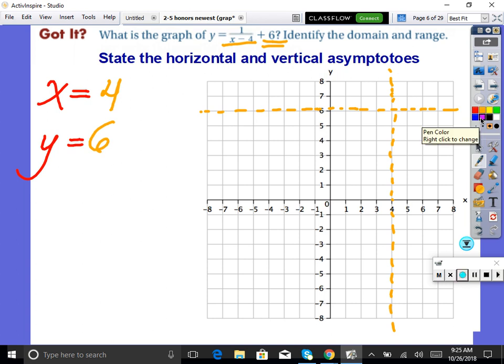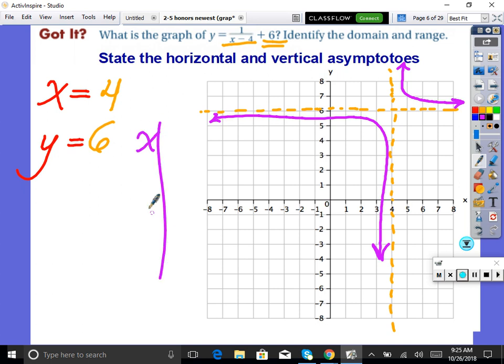But we know that this is the parent function, one over x, right? It's been shifted. Was it reflected at all? No, so wasn't it up here? Our parent function didn't change, right? Because this is just a shift from the parent function. Want to just hug the asymptote. That's not super accurate, but if I wanted to be more accurate, I could literally plot some x, y points. Does everybody understand?